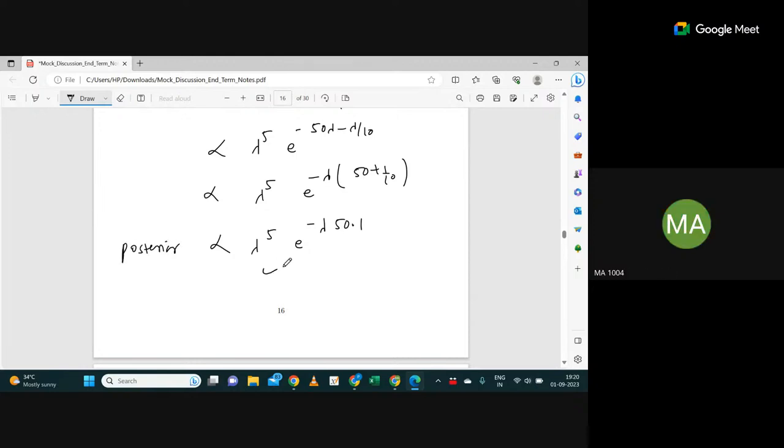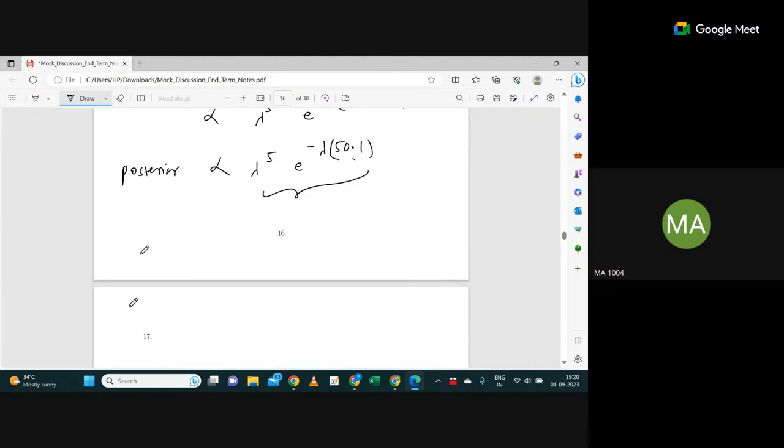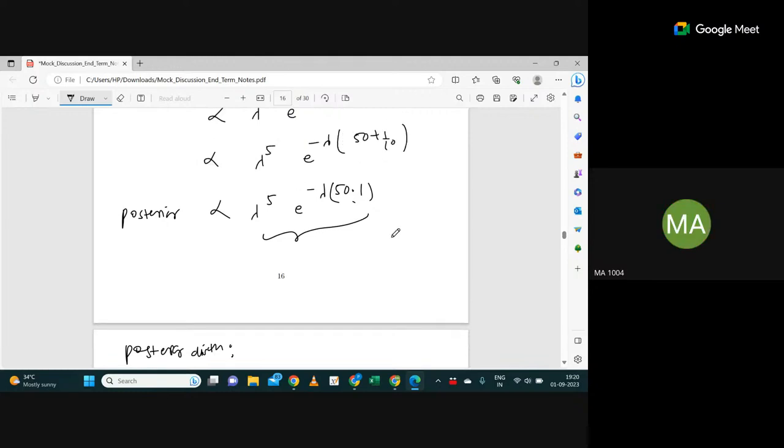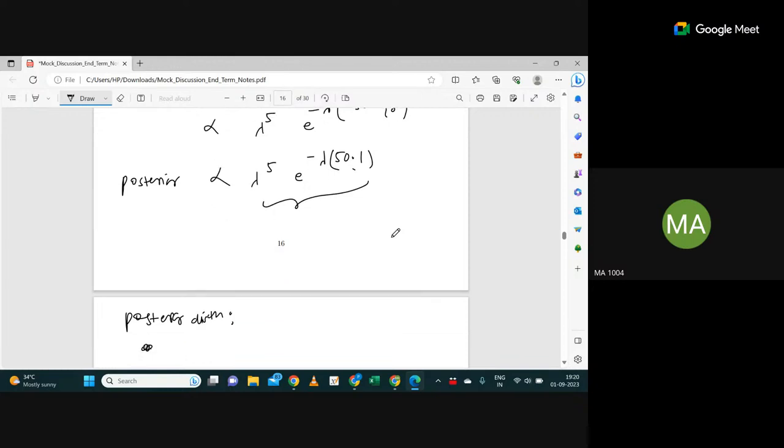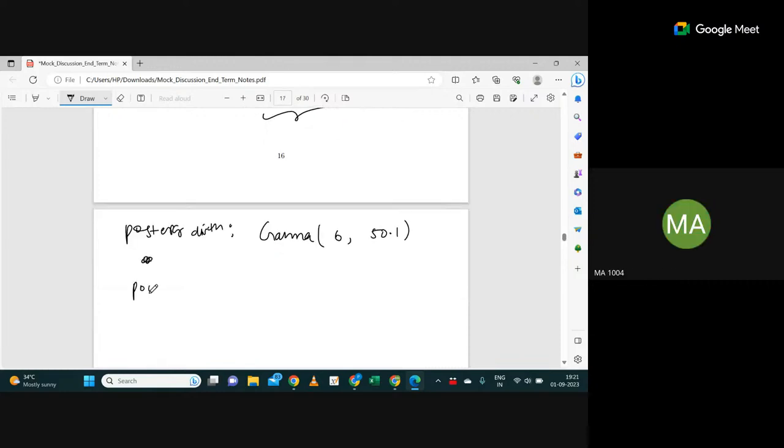What is the posterior distribution now? Gamma 6, comma 50.1. The PDF of gamma will be provided to you to identify whether it's a gamma, beta and so on. If you remember the PDF of gamma, it will be a time saver for you. So it's a gamma distribution with parameters alpha and beta, and alpha is 6, because the power is 5, so it is 6 minus 1 actually. And beta is 50.1.